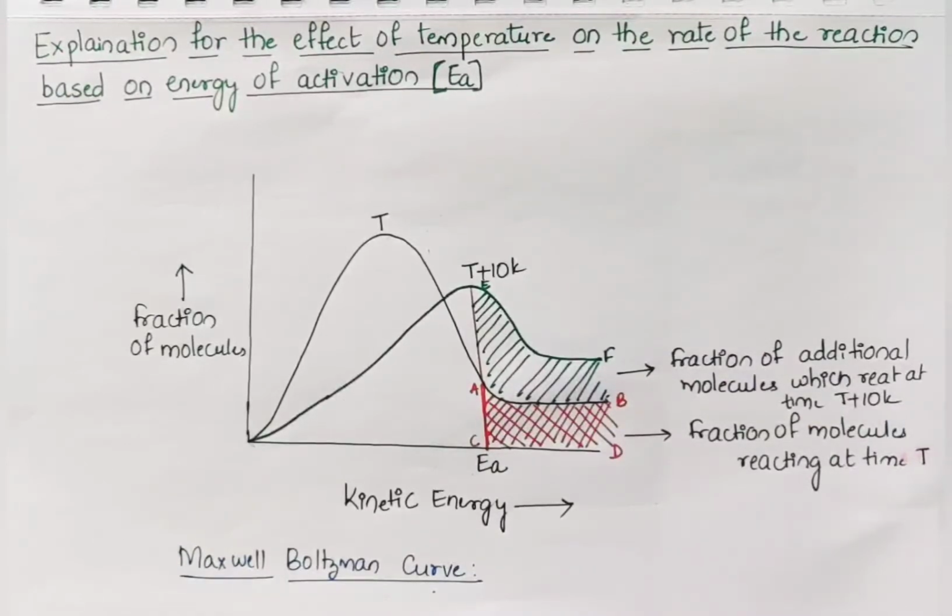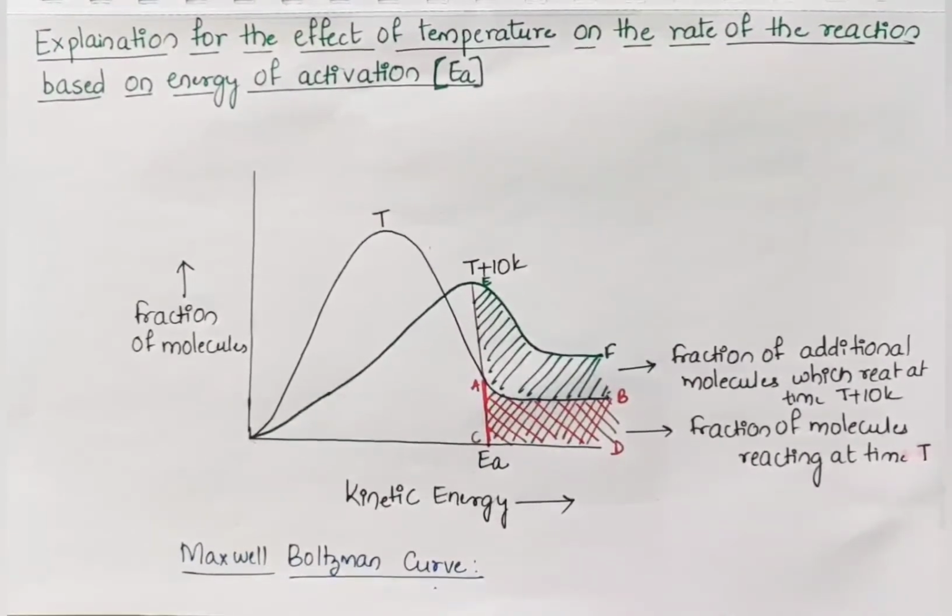Now, these two, Maxwell and Boltzmann, tried to explain the effect of temperature on the rate of the reaction by plotting a graph of fraction of molecules over kinetic energy. Fraction of molecules versus kinetic energy.